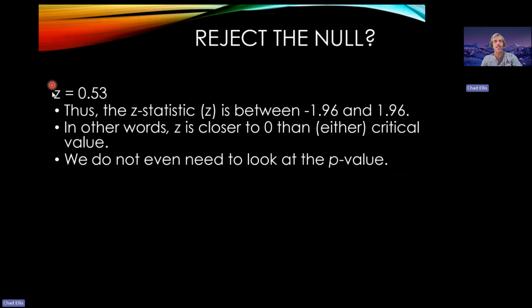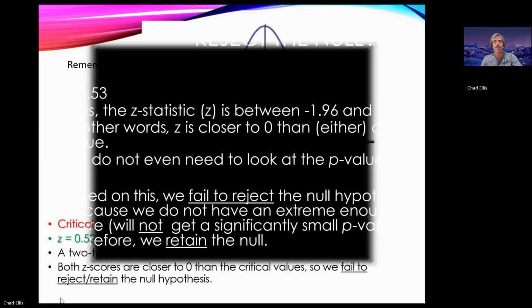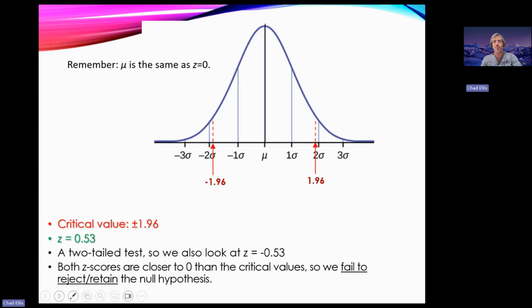So again, we calculated a z-stat of 0.53. That z-stat of 0.53 falls between our two critical values. In other words, our z is closer to 0 than the critical values. So that would tell us that we're going to fail to reject the null hypothesis. And we would not even have to calculate the p-value to determine that.